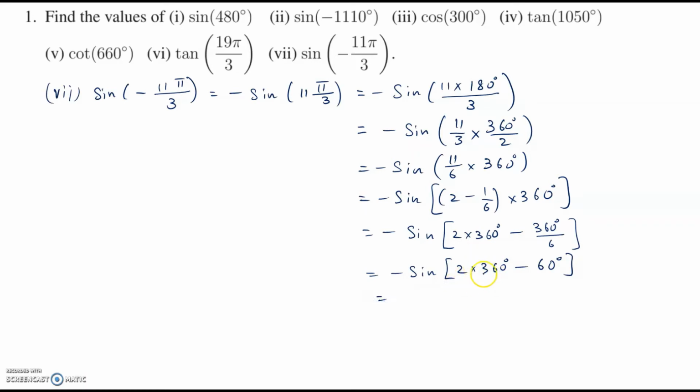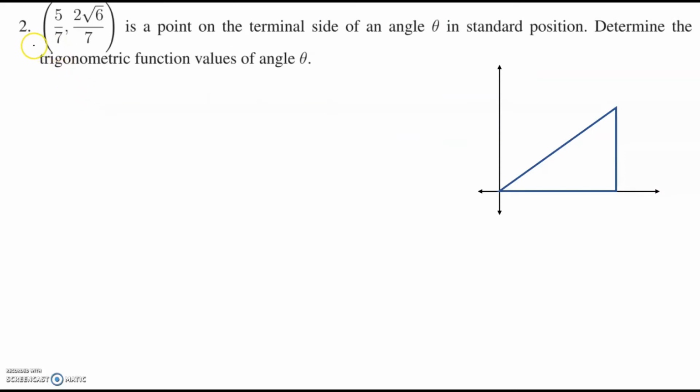So here we can eliminate the 360, and so you have a minus here. So this becomes minus of, because sine minus theta would be minus again here, so minus sine 60 degrees, which is equal to root 3 by 2.